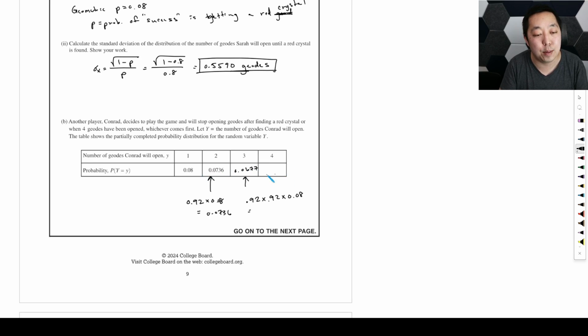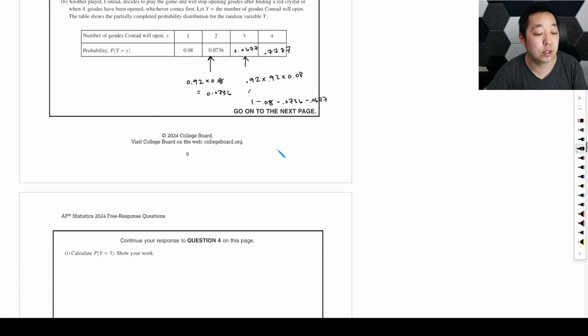And that probability is going to be 1 minus 0.008 minus 0.0736 minus 0.0677. So we're going to do 1 minus 0.08 minus 0.0736 minus this number, and I get this to be 0.7787. Okay, so that is the table there.